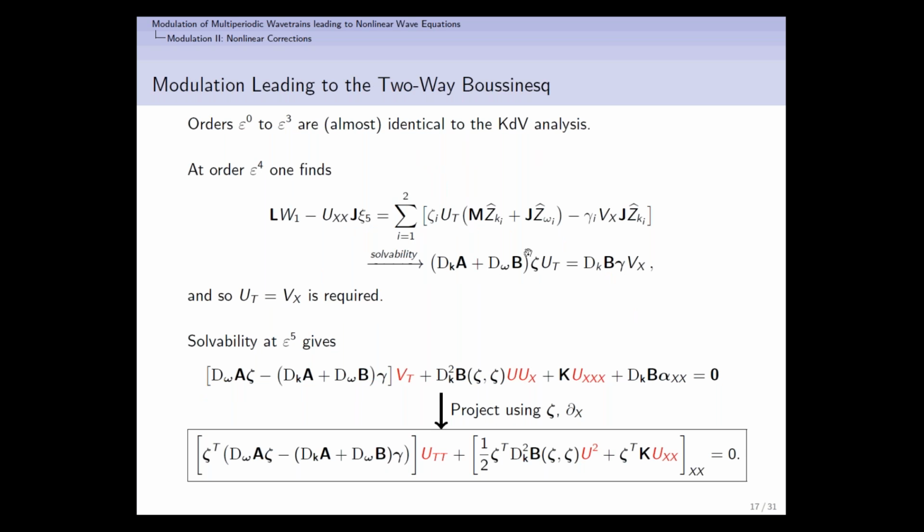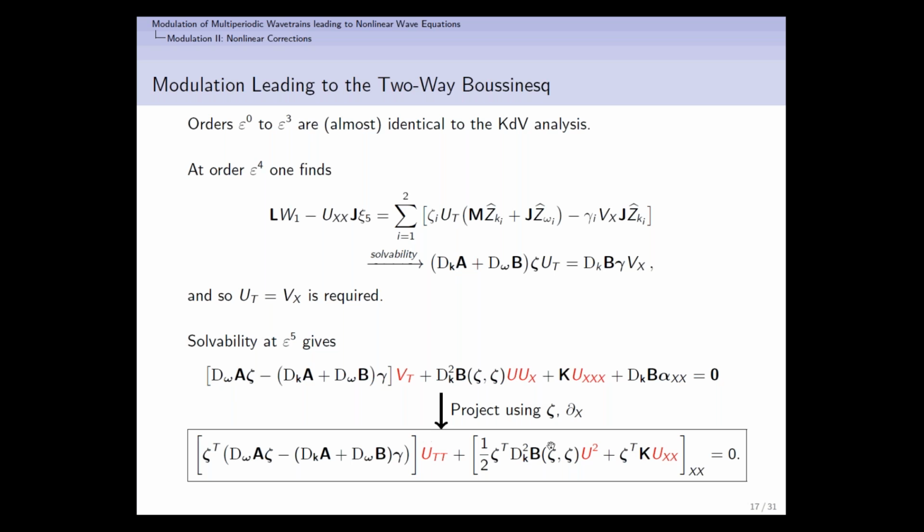Okay? And then that means that W1 is solvable. You get a ton of terms in that. I'm not going to write them down. Instead, the important thing is that solvability at order epsilon 5 gives you this system here. So you recover these guys again, this double derivative with respect to k of b, the same k as before, but the time term changes slightly. So you're getting gamma appear in the time term, but you're also getting the omega derivative of a.